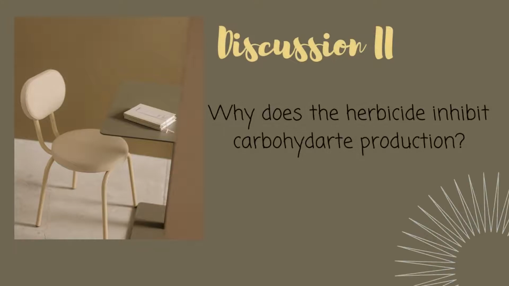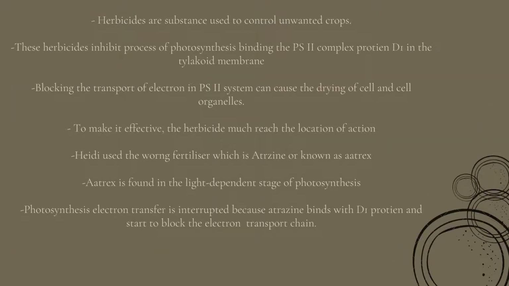Okay, we go to discussion two. Why do herbicides inhibit carbohydrate production? Herbicides are substances used to control unwanted crops, and they control certain species of weeds while leaving the desired crop unharmed. They are also commonly known as weed killers.